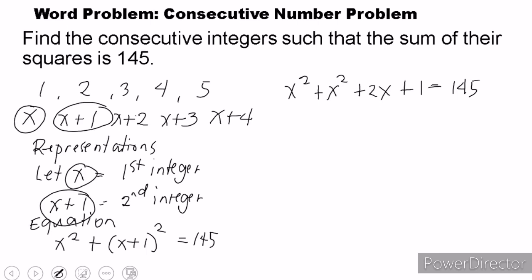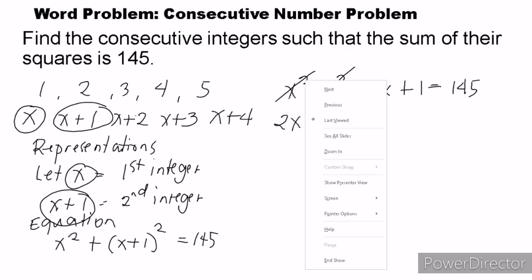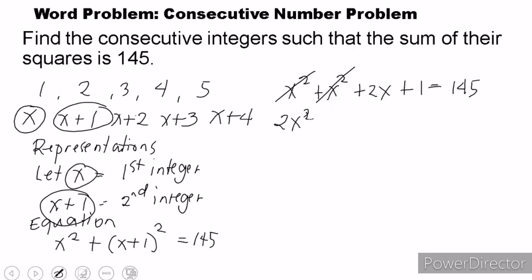So, the next thing, simplify further natin. So, pwede natin i-add tong dalawa na to. So, we have 2x squared plus 2x plus 1. And then, lipat natin ngayon sa kabila si 145. So, instead na plus siya, magiging minus 145 equals 0. So, simplify further.